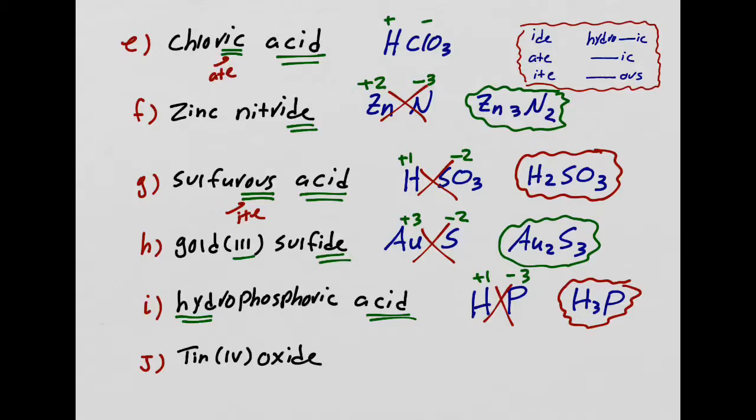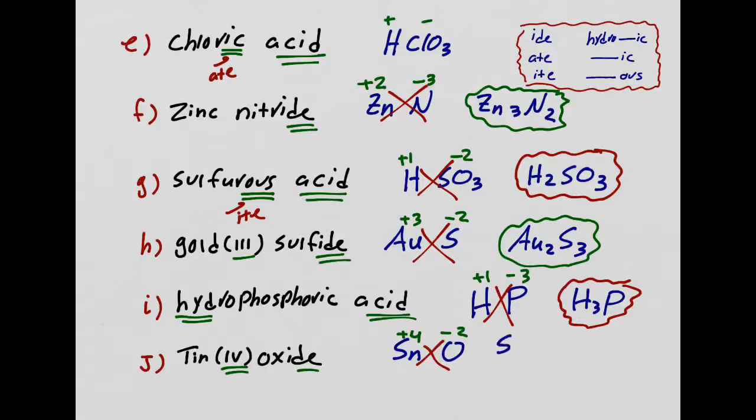All right, almost there. Last one for this part. Tin(IV). Tin is Sn. I'm telling you it's a +4 charge because tin could be +2 or +4, so I have to tell you which one it is. Oxide. Oxide means you are oxygen. Oxygen has a -2 charge. Okay, this is good. Again, when you end with ide, that's just a simple ion from the periodic table.